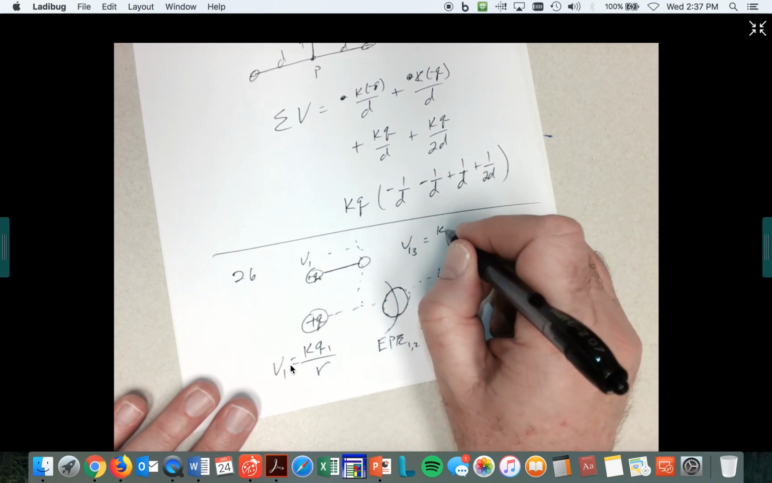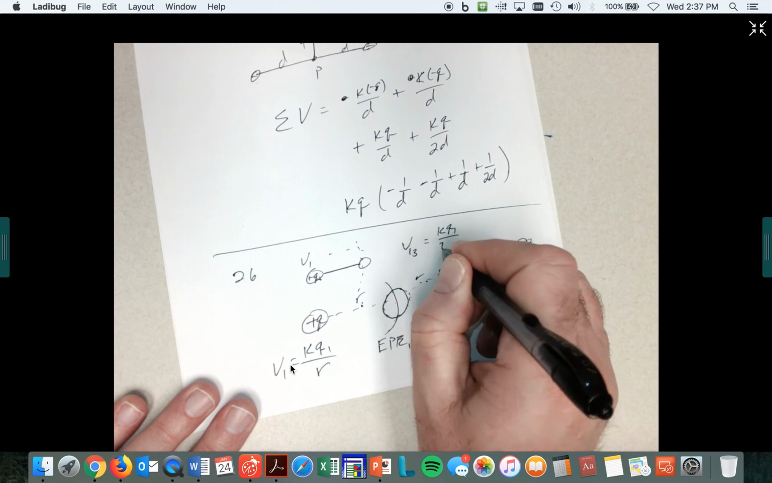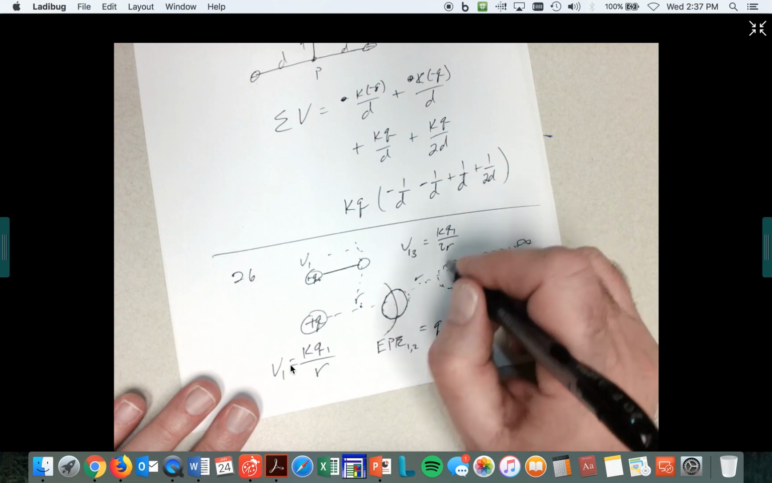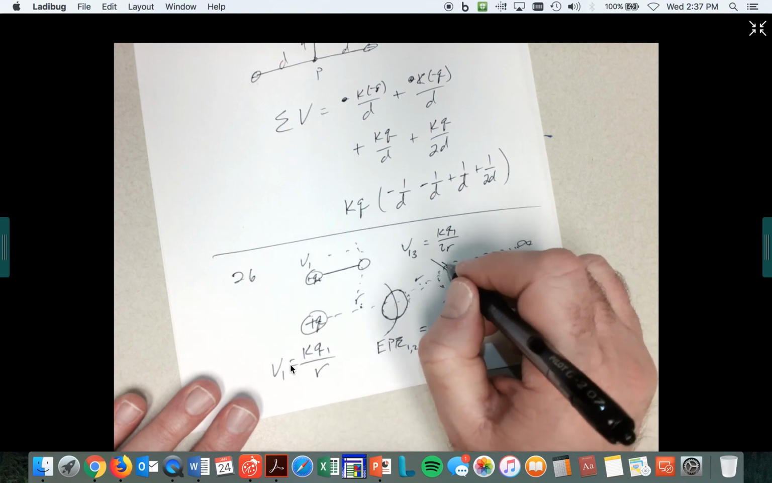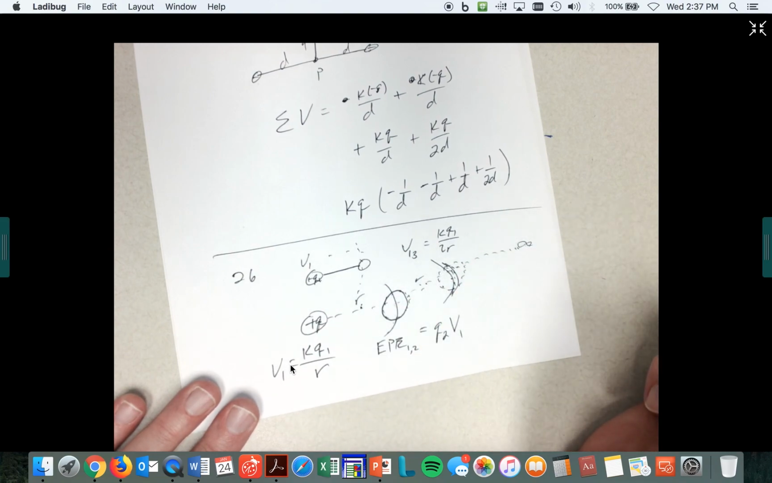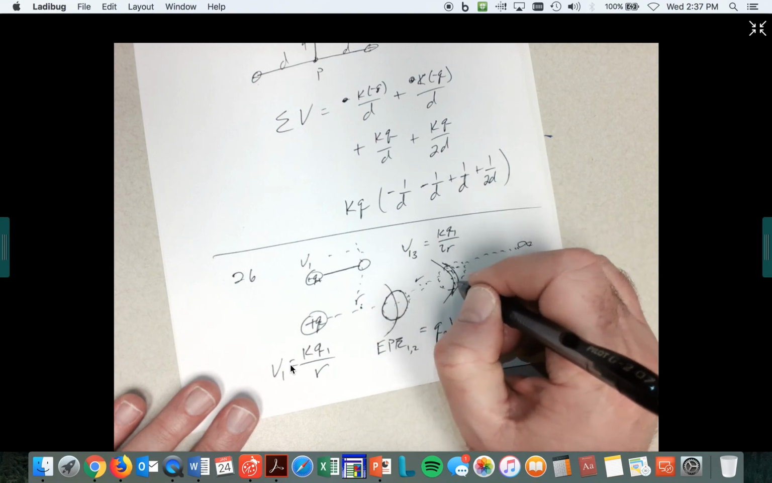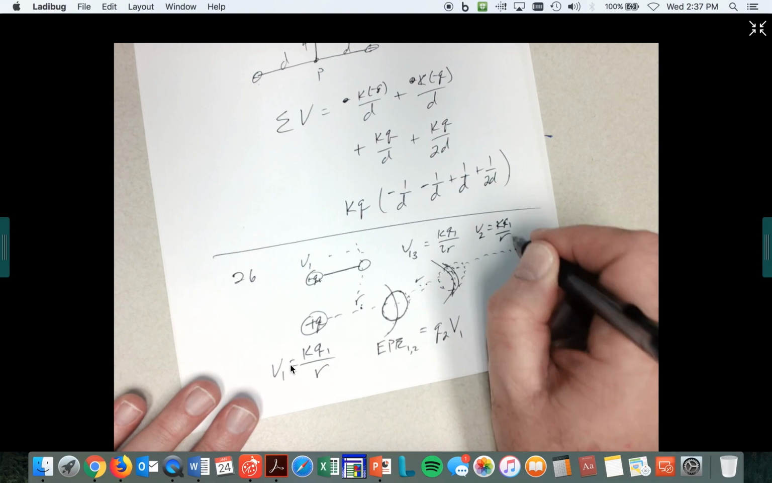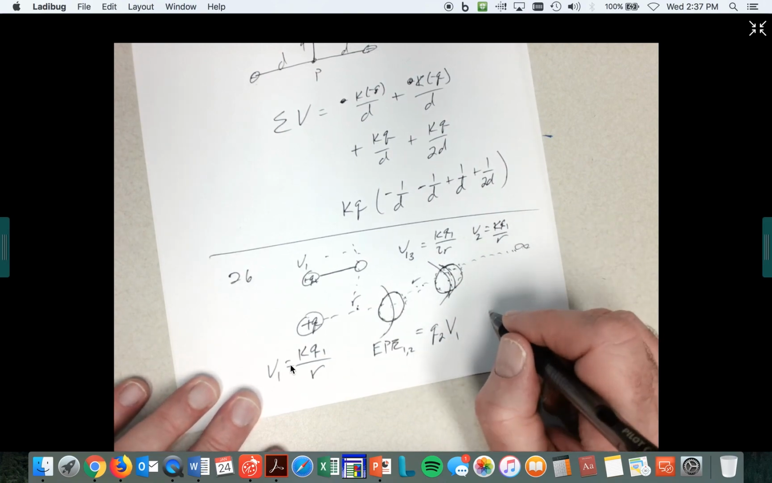equal KQ1 over 2R. But wait, there's more. Plus V2. So this guy's causing the potential and this guy's causing the potential. Plus I've got V2, which is KQ1 over R. It's causing that one.